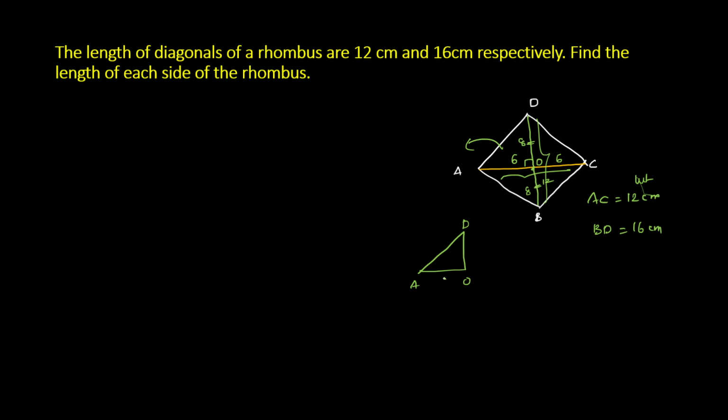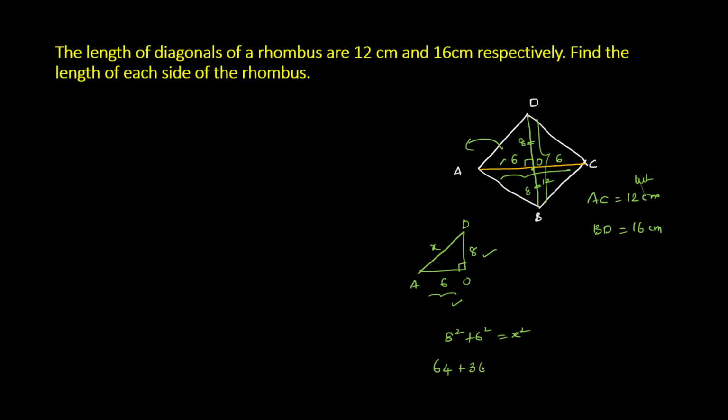AOD. ఇదెంత మనకి 6, OD ఎంత మనకి 8, and this is a right angle triangle because we know that diagonals bisect each other at right angles. So this is a triangle. Now we need to find side AD. So since this is a right angle triangle, we should remember Pythagoras theorem. So perpendicular square plus base square should be equal to hypotenuse square. Whenever we see the right angle triangle, we should remember the Pythagoras theorem. Perpendicular square plus base square should be equal to hypotenuse square.